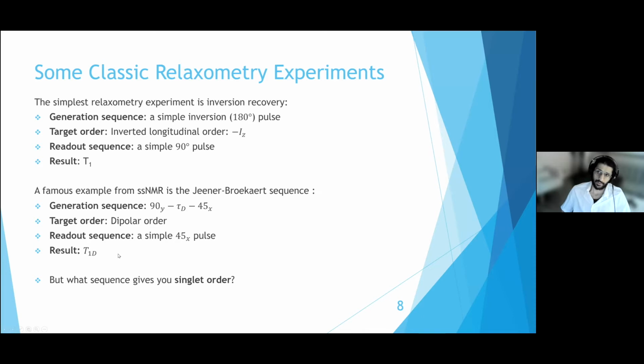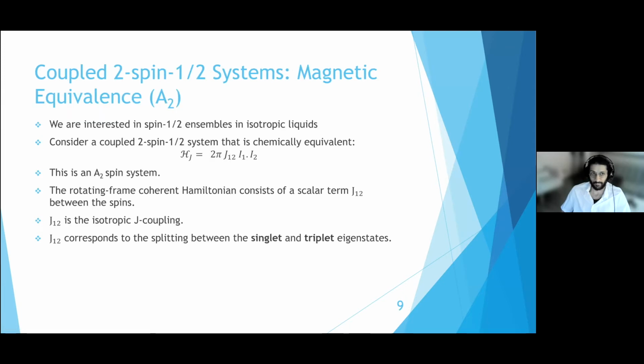But what we're doing now is something newer. It's about singlet order in liquids. And the question about generation sequences for them hasn't been so straightforward. So we look at some very basic stuff, which is two coupled spin halves, and we're looking at the case of magnetic equivalence. If you have a spin half ensemble, specifically an ensemble of two spin half pairs in isotropic liquids, and you don't have any symmetry breaking terms, you get this J coupling Hamiltonian. This is often called an A2 spin system.